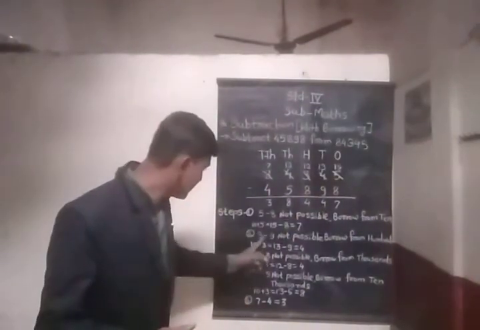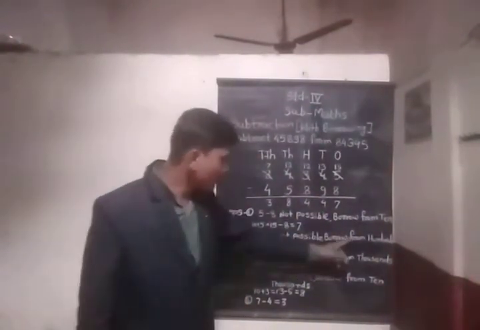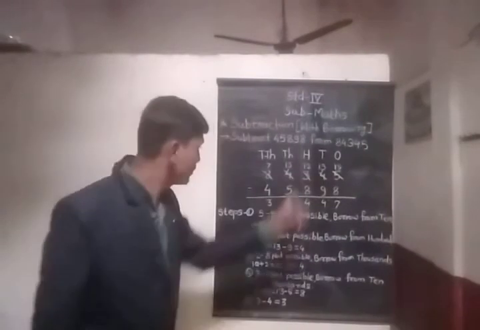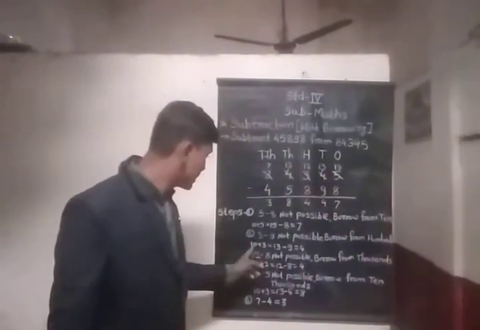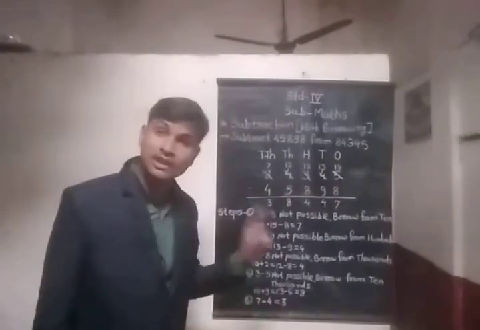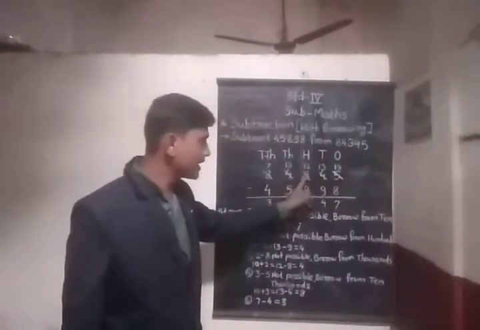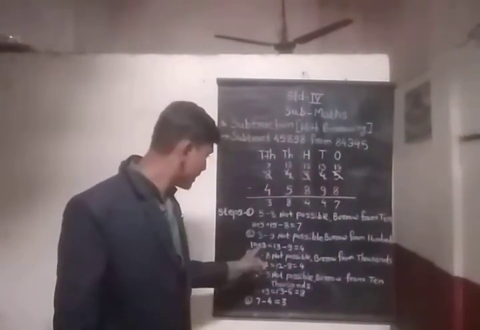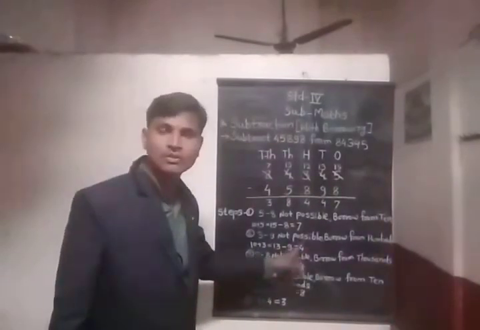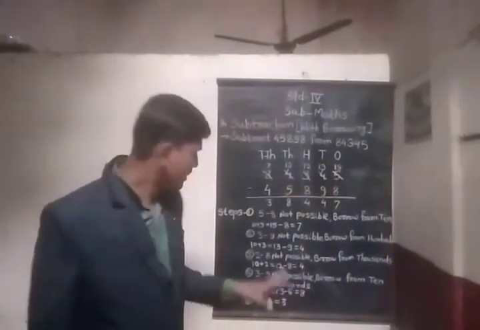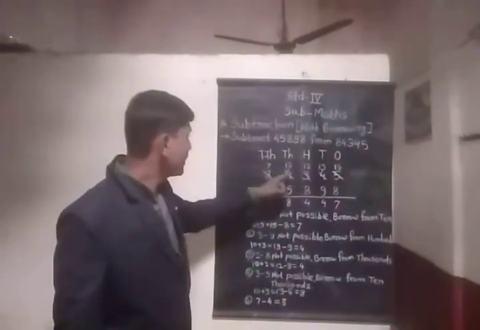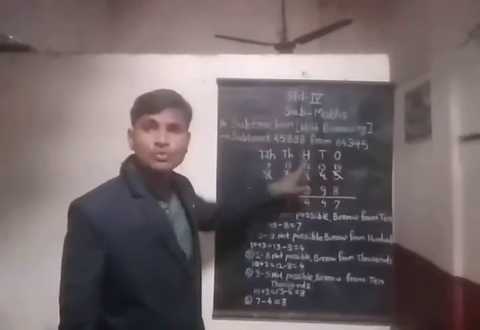Here I did 3 minus 9, not possible. Borrow from hundreds. So here 10 plus 3 is equal to 13. We borrowed 10 tens from the hundreds, so 13. 13 minus 9 is equal to 4. Next one. Here how much remains? 2 hundreds.